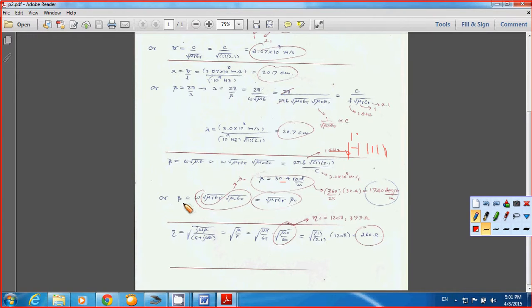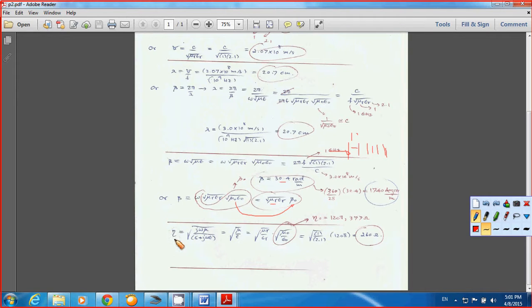Or you can calculate directly from beta equal to omega square root mu r epsilon r multiplied by square root mu 0 epsilon 0. And if I pick up this term here in the red line, this is the beta 0. So it is just multiplied by the factor of square root mu r epsilon r.